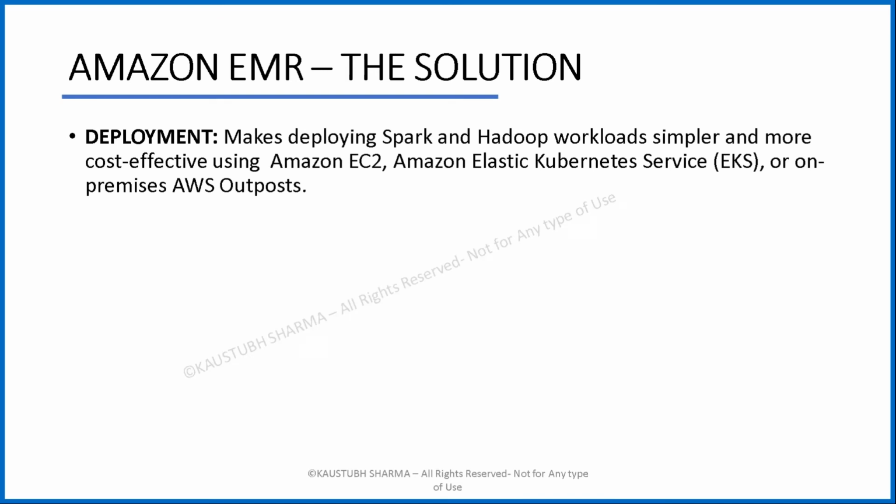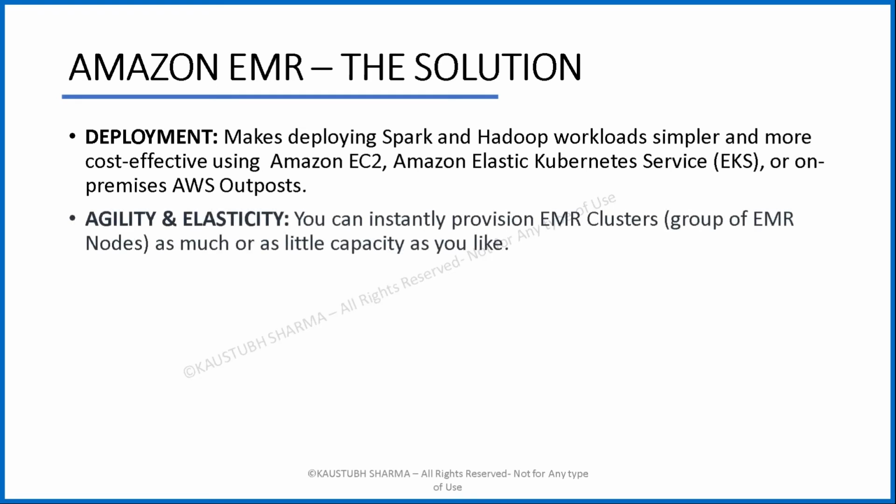Also, there is a common misconception about the deployment of EMR, that it is Apache workload on EC2 instances, which is not true at all. You can deploy Apache workloads using Amazon EC2, Amazon EKS, that is Elastic Kubernetes Service, or even with on-premises AWS Outposts. Also, EMR provides more agility and elasticity, as you can provision an EMR cluster in no time with as much capacity as you need.